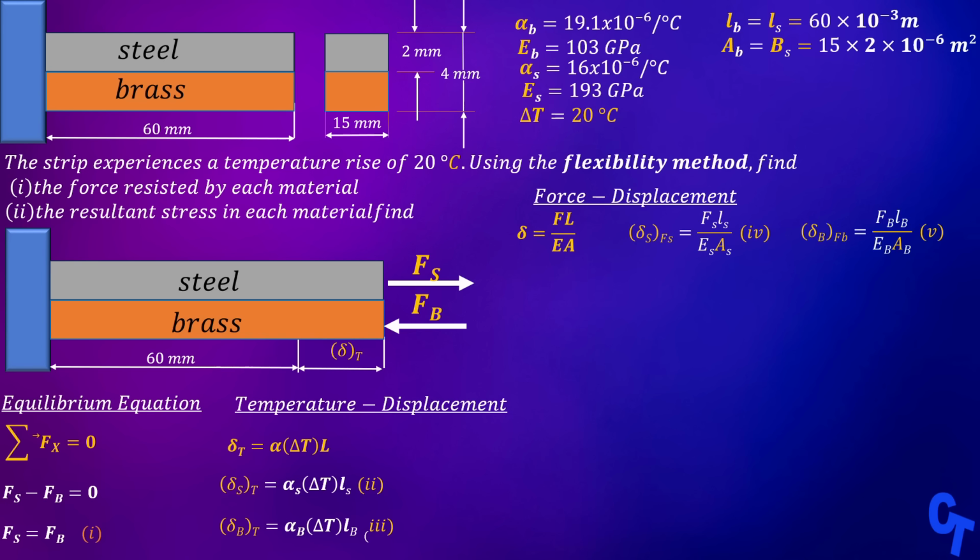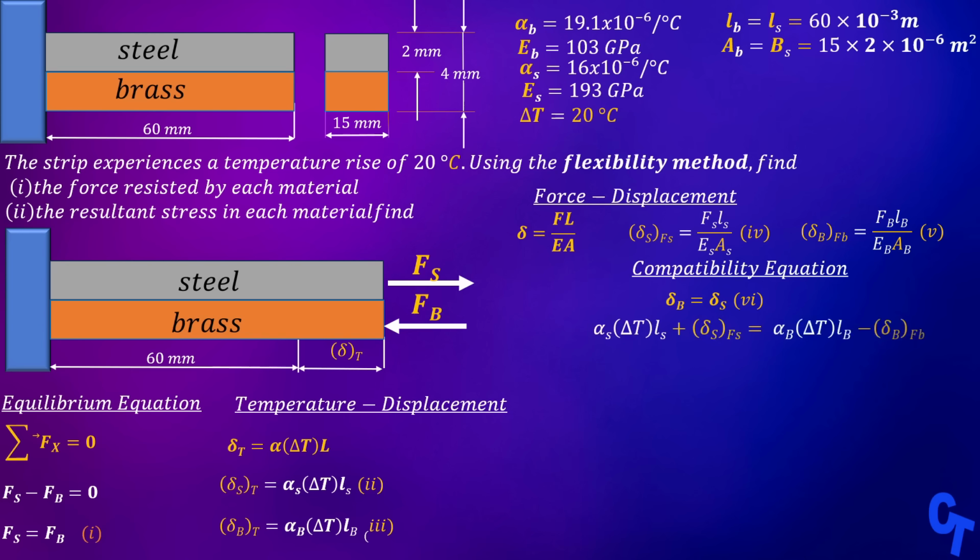Lastly, we need to use the compatibility equation. We know that the metallic bars will have the same length at the end of the expansion. Now let's write the equation. The steel bar will increase in length due to temperature and the reaction of Fb, while the brass bar will first increase in length due to temperature rise, and then decrease due to the reaction force. If we write this as a statement, this is what we get. Now let's move like terms to one side.